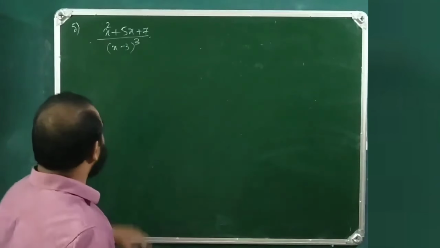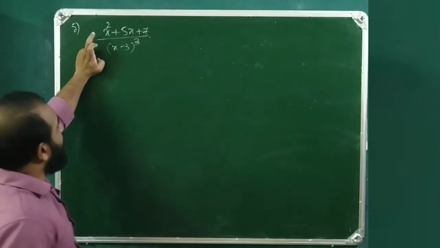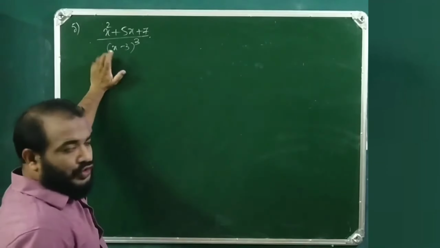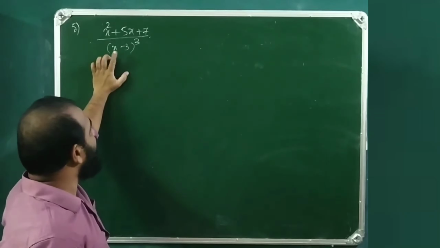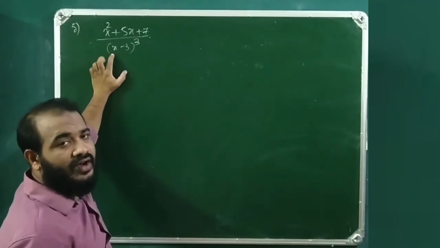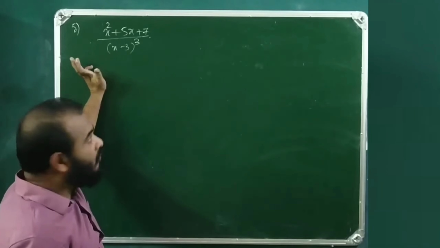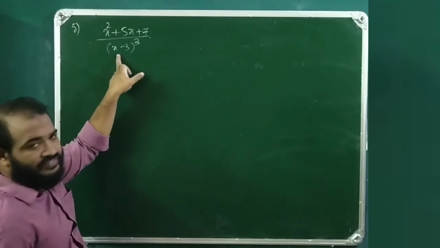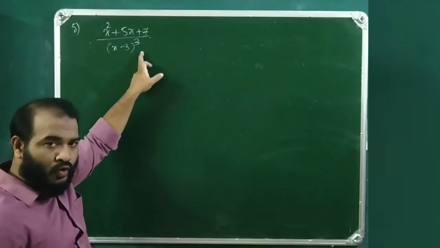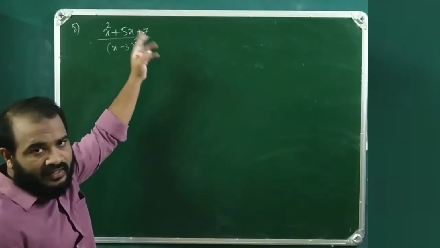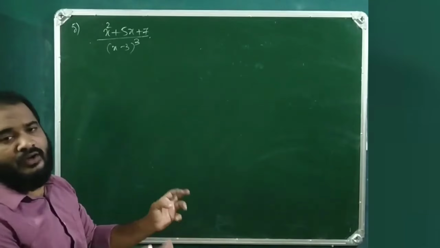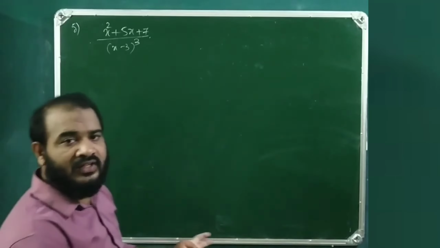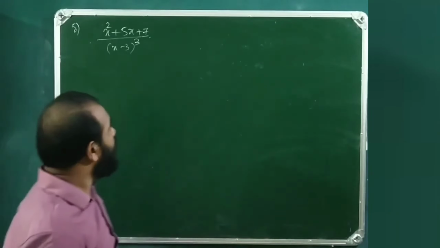So this is the answer. So again, x minus 3 whole cube, the denominator contains repeated linear factor only. So the alternative method we have. Otherwise, we need to go for A by x minus 3 plus B by x minus 3 whole square plus C by x minus 3, and the values of A, B, C are to be evaluated. This is a little bit cumbersome and tedious method, lengthy method.